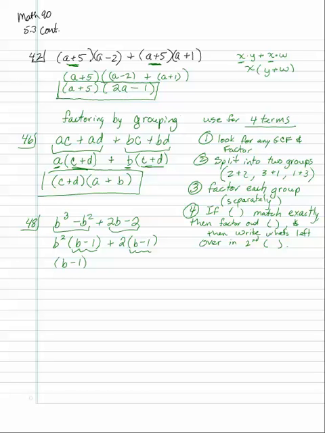So you write the parentheses down, and then in the second parenthesis you write what's left over when you take the b minus 1 out. And I am done with that one. Your final step for all factoring is, make sure you factor completely. So you look at each parenthesis and make sure that you can't factor anything else out.